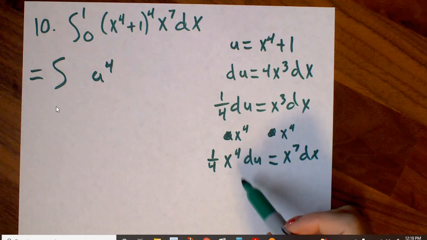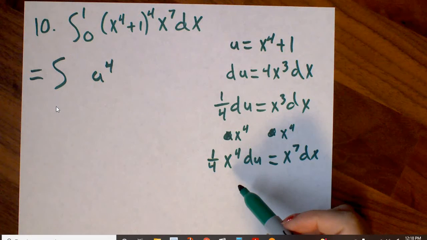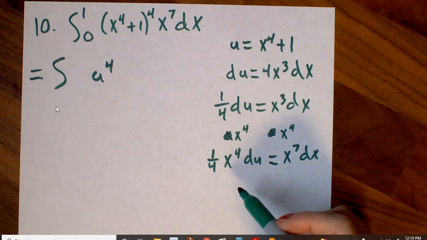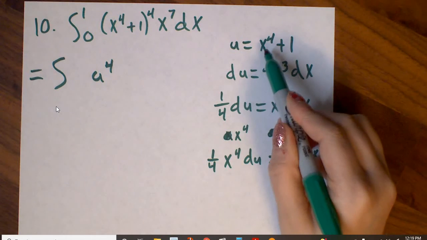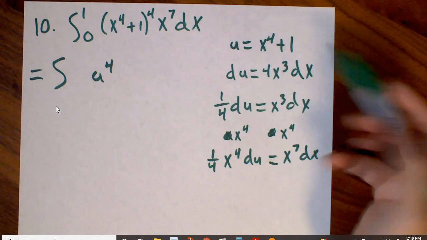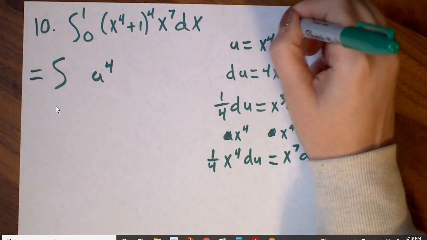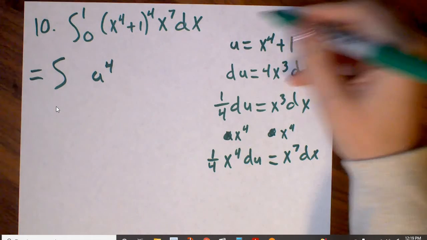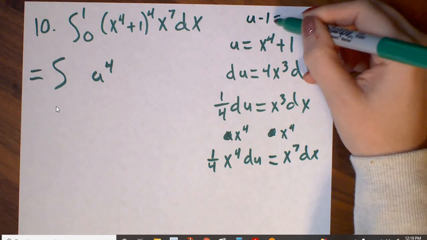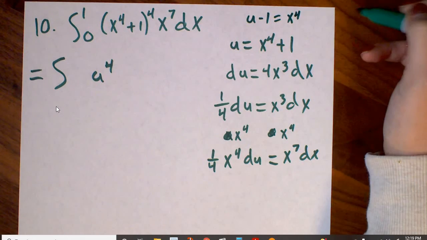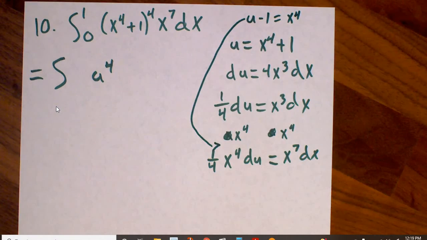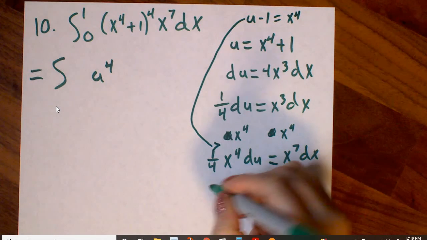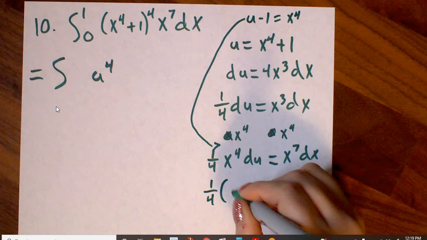We need to substitute things that strictly have u's. It's u substitution. We want all of our x's to go away and just be left with things with u's. However, notice up here, I have an x^4 in this equation, and I have a u in this equation. We could solve for x^4 by subtracting 1. So we get u minus 1 equals x^4. Then I'm going to take that and substitute it in here. That way I no longer have x's, I have u's.